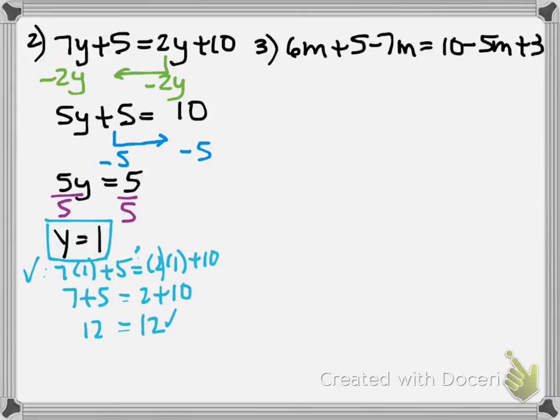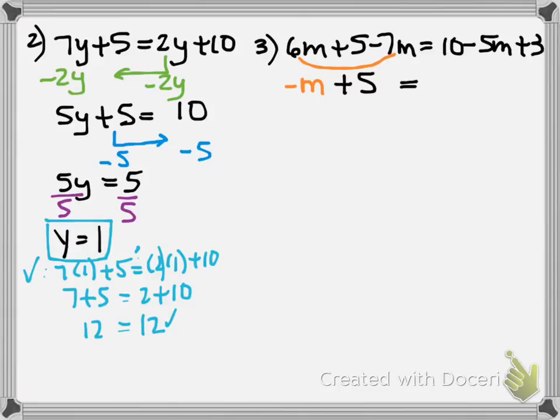So how is this problem different than the other two? I got 3 terms per side, which means I have to look for some like terms. Do I have any like terms on the left? My m's are the same. So I'm going to do the math that tells me 6m minus 7m. Careful. Negative 1m. That's what I get left over, plus 5.